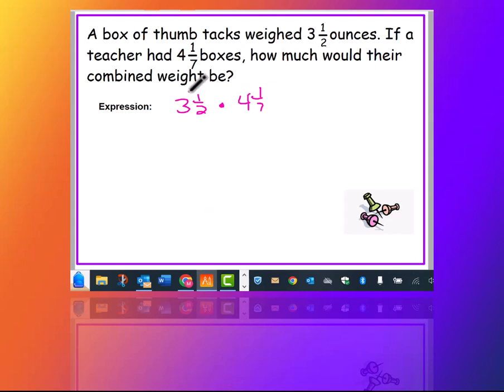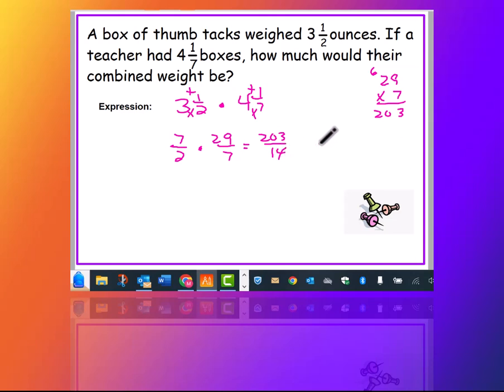Okay, we're going to have to do our Texas backwards. Change our mixed numbers into improper fractions. 2 times 3 is 6, plus 1 is 7/2, times 7 times 4 is 28, plus 1 is 29/7. Okay, go ahead and do the math. If you need to do it off to the side, you can. 29 times 7, 63, and 14 plus 6 is 20. So we get 203 divided by 14.